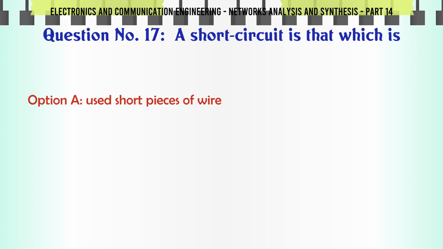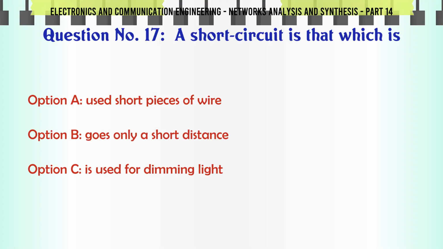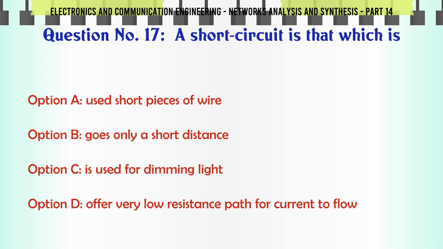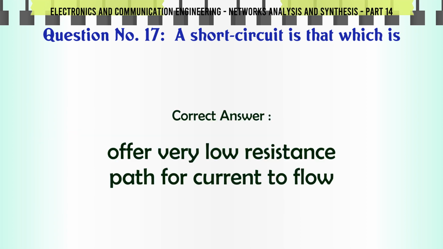A short circuit is that which is A. used short pieces of wire, B. goes only a short distance, C. is used for dimming light, D. offers very low resistance path for current to flow. The correct answer is offers very low resistance path for current to flow.